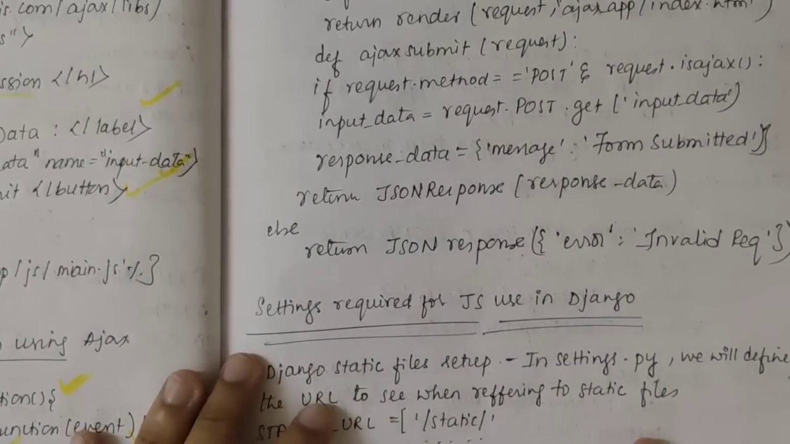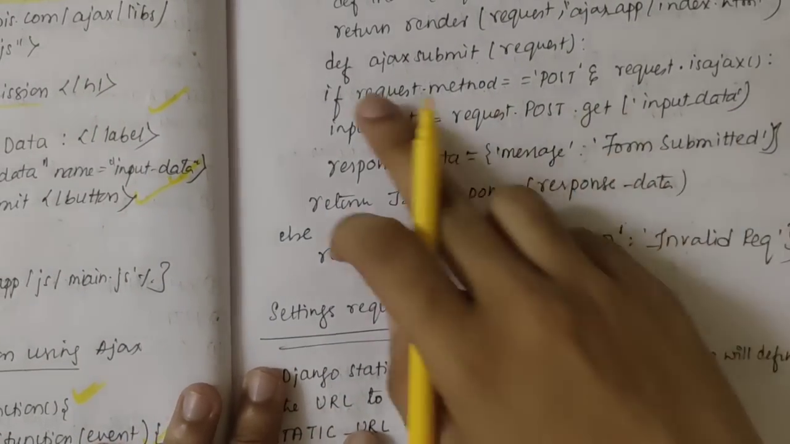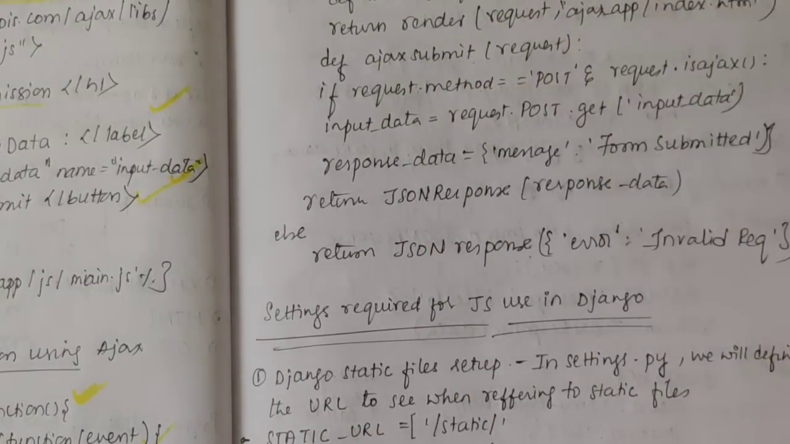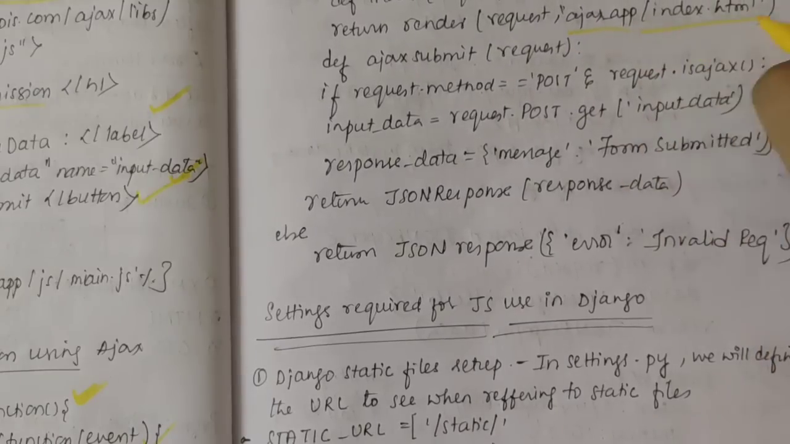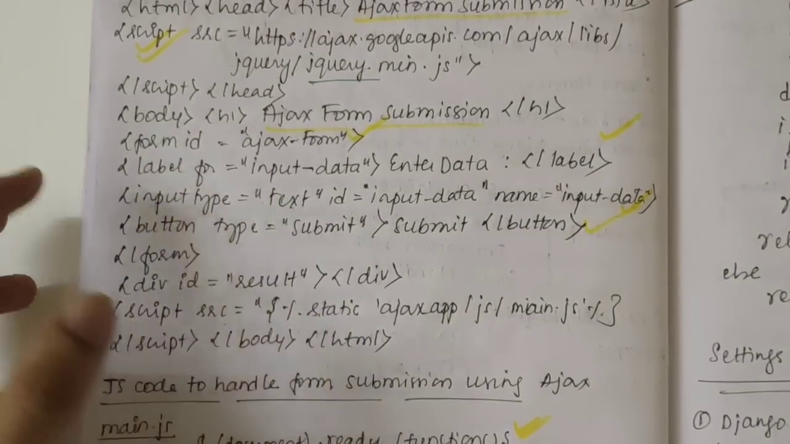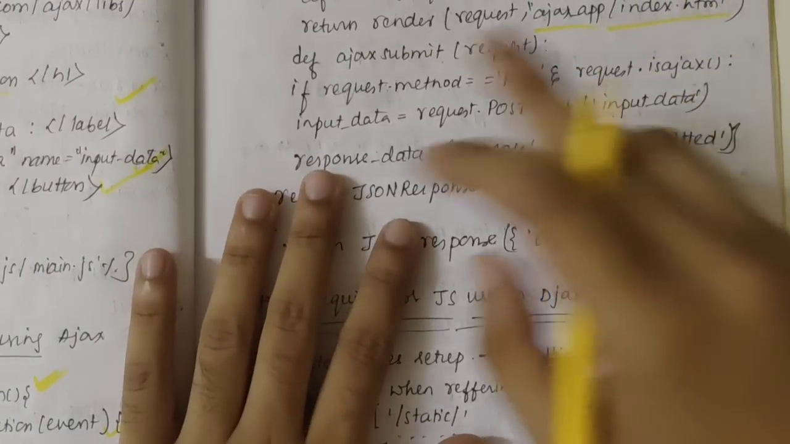Back then I called index a template, but it is not a template, it is a function. So return render request, ajax_app/index.html. So from this index.html, the details would be returned, and it is rendered.